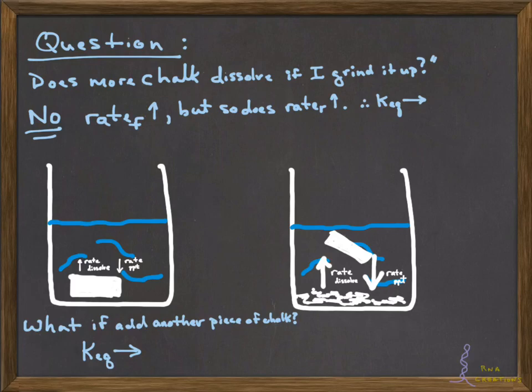Because KEQ does not change, whether we grind up the chalk or add more chalk, the reaction simply doesn't depend on the amount of solid or the way in which the solid is presented into the beaker. Because the reaction doesn't depend on the solid in any explicit way, we don't place the solid into the equilibrium constant, and by convention and convenience, we simply use the number 1.